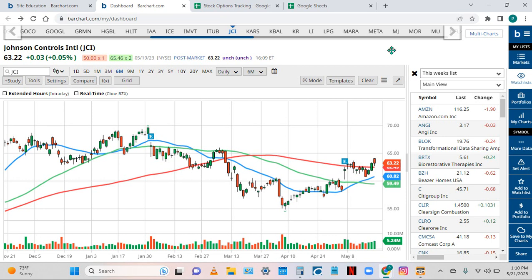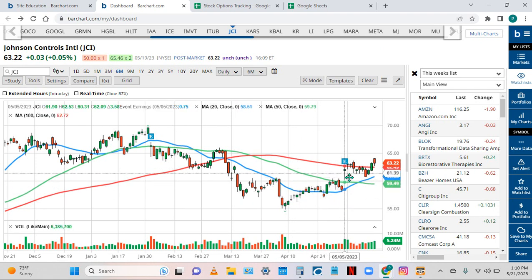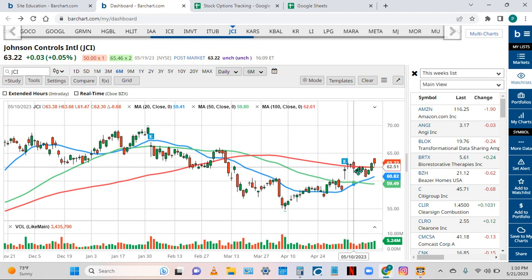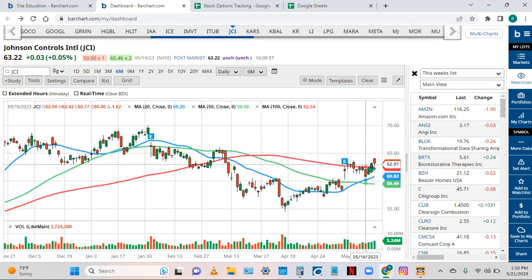Johnson Controls looks like it had some definite selling to it. We've recently put in a higher low, another higher low, a breakout, gap up, and now we're going sideways, and we're starting to make some higher lows and higher highs here. We just had earnings, so it looks like that information has made its way through the market.